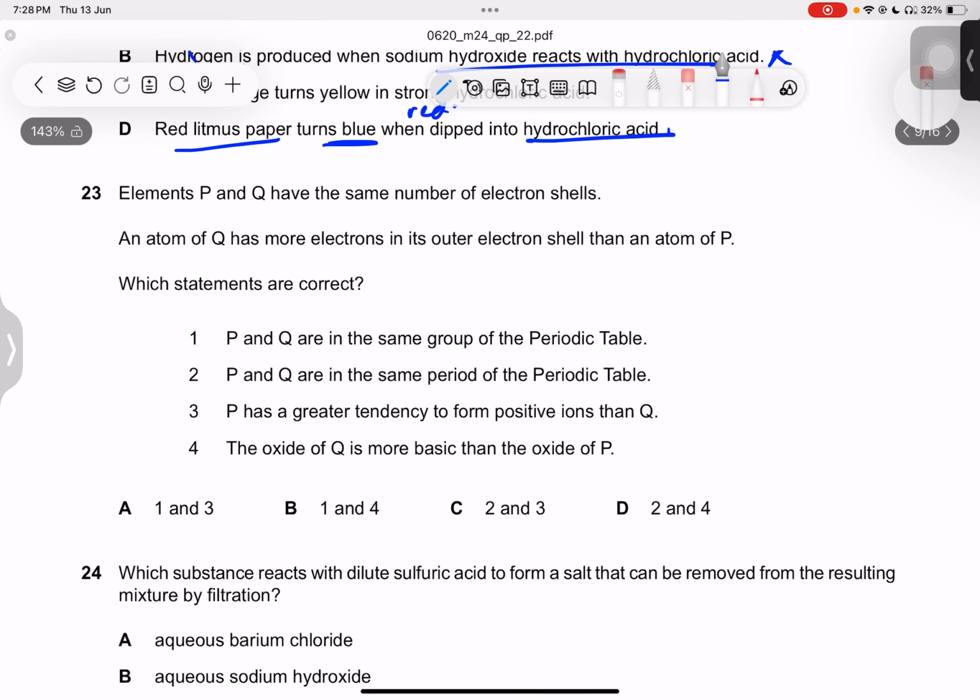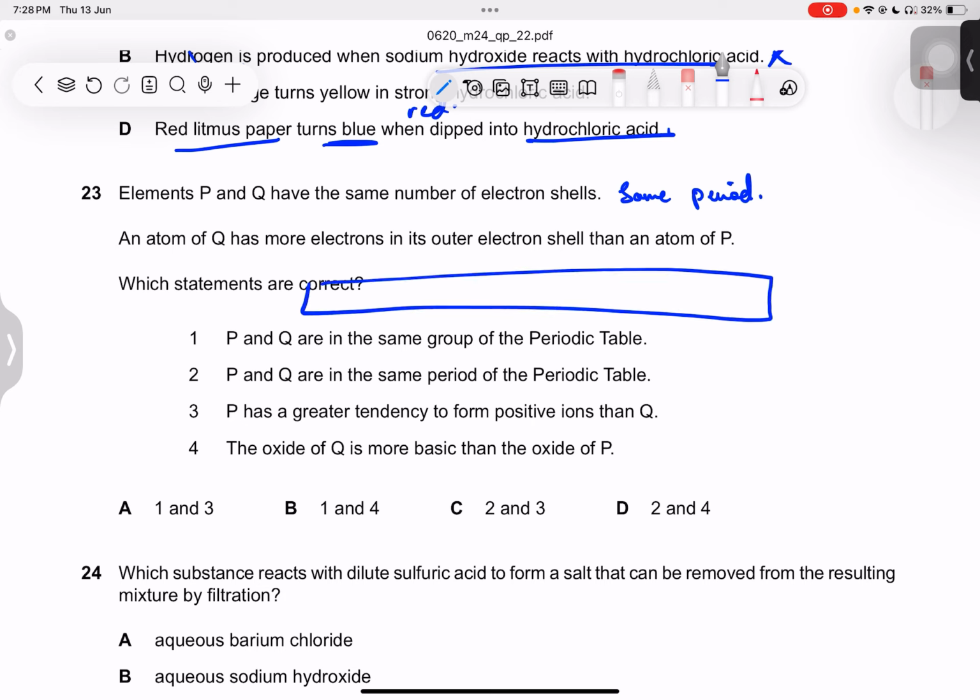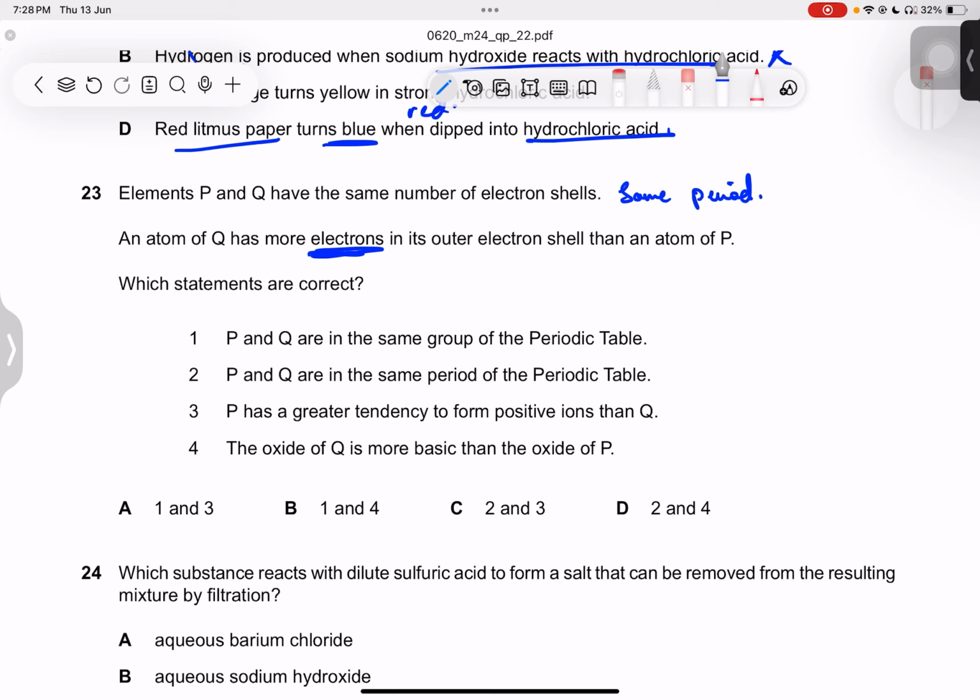Elements P and Q have the same number of electron shells, which means that they're in the same period, because the number of the period equals the number of electron shells. So if they have the same number of electron shells, they are in the same row horizontally. An atom of Q has more electrons in its outer shell than an atom of P. Outer shell electrons indicate the group number. So Q is more towards the right and P is more towards the left, because Q has more outer shell electrons, which means it has a higher group number.